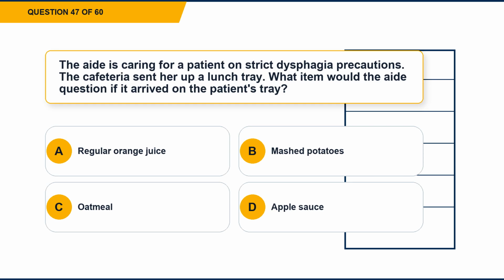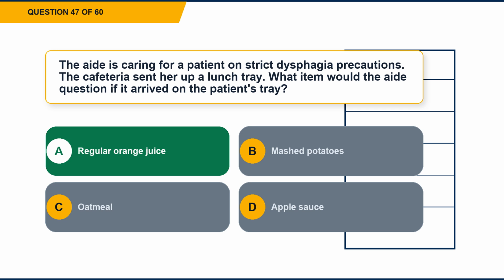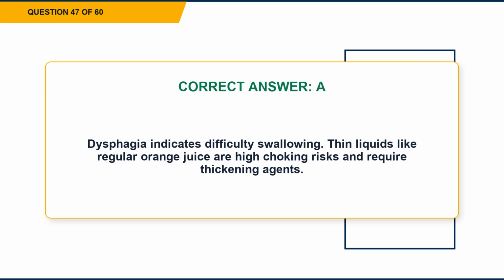Question 47. The aide is caring for a patient on strict dysphagia precautions. The cafeteria sent her up a lunch tray. What item would the aide question if it arrived on the patient's tray? Option A. Regular orange juice. Option B. Mashed potatoes. Option C. Oatmeal. Option D. Applesauce. The correct answer is option A. Regular orange juice. Explanation. Dysphagia indicates difficulty swallowing. Thin liquids like regular orange juice are high choking risks and require thickening agents.